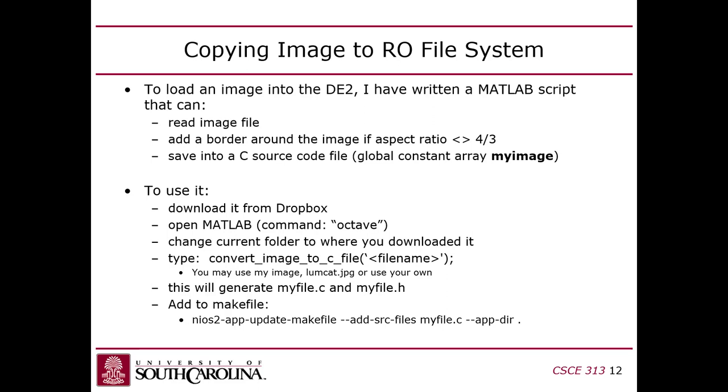So basically, it's pretty cool. It converts an image file to a C file. How does it do that? It just creates a global variable and then it initializes it in C code. Right? I thought that was pretty clever.